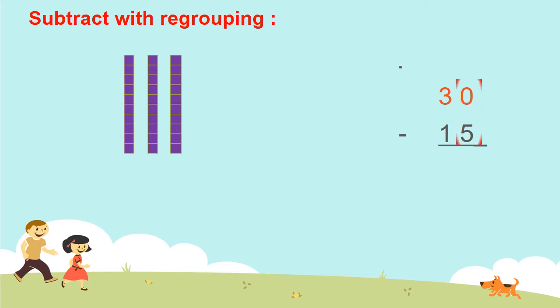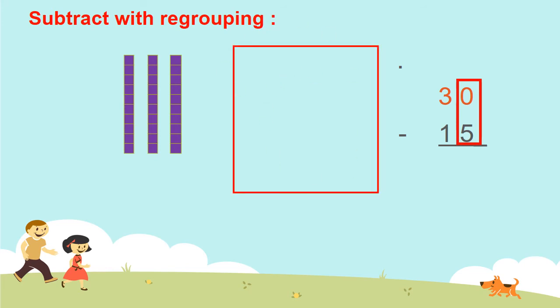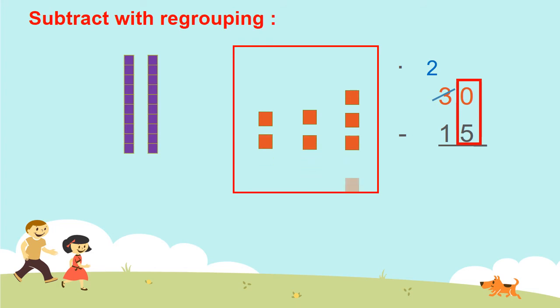Now, where do I start? Yes, 0 minus 5. Now, I don't have anything here. Can I take the 5? No, I don't have anything. So what do I do? I go to the tens, take one of these tens, and break it down. Now the tens became 2. Now this 10, I'm going to break it down to how many? 10 ones. Let's count. 4, 5, 6, 7, 8, 9, and 10. So this 10 made me 10 ones.